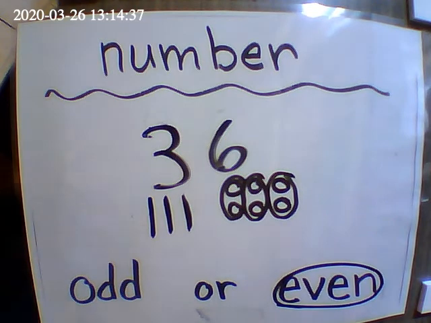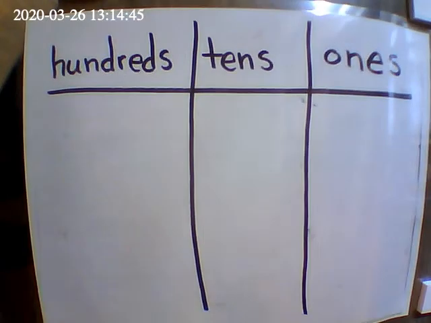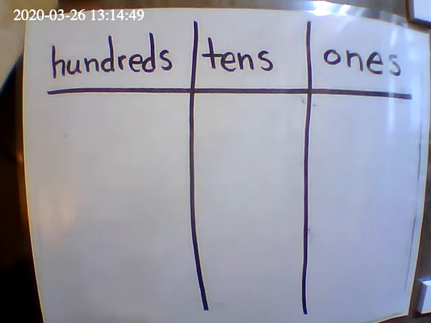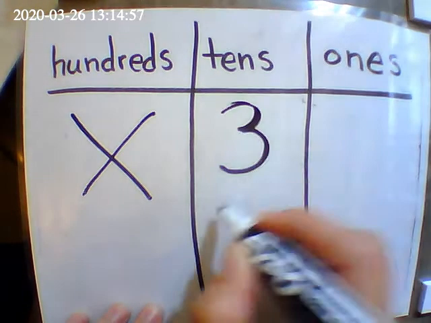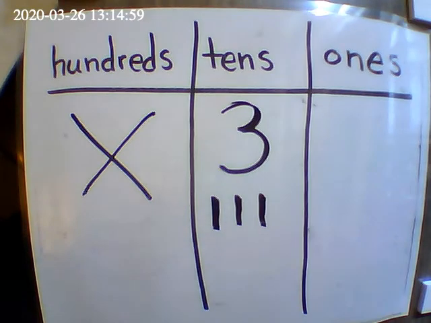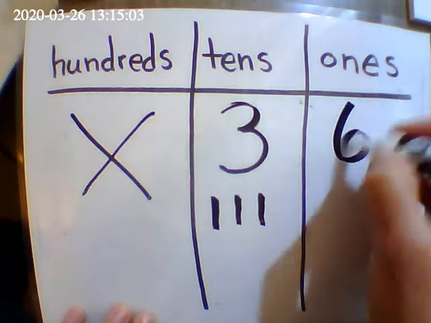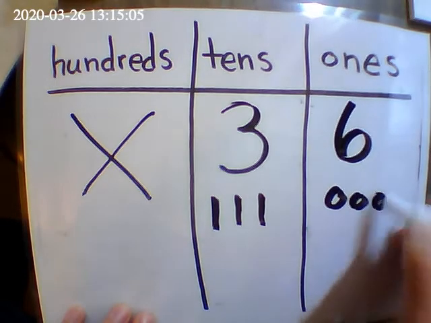We're going to keep working with the number 36 moving forward. So remembering the number 36, I'm going to get our next chart. And in the number 36, how many hundreds do we have? 0 hundreds. So we're going to put an X. How many tens do we have in the number 36? 3 tens. And how many ones do we have in the number 36? 6 ones.